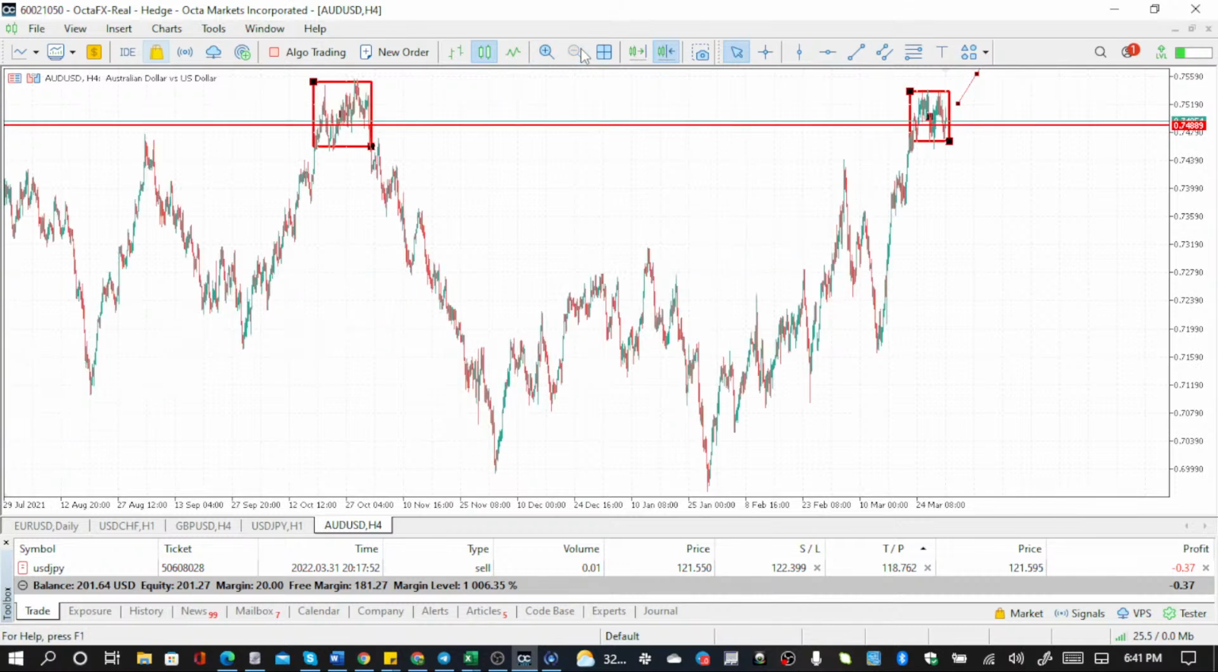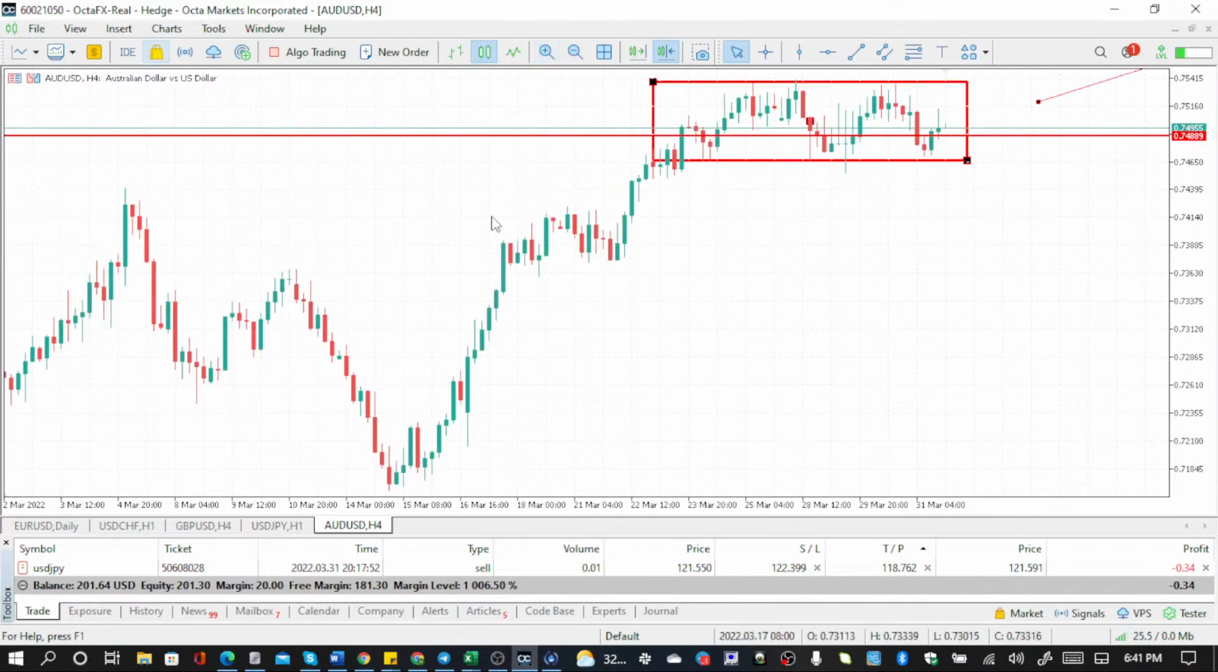What's the significance of green and red candles? The significance of green and red candles is just to give you identification. The green candle shows that the market is going up. The red candle shows that the market is going down.